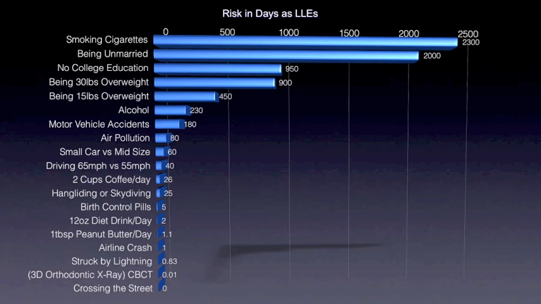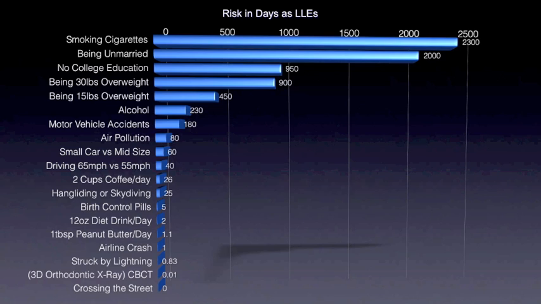Alcohol, motor vehicle accidents, air pollution, many of those things we're aware of. Driving a small car versus a mid-sized car, 60 days. Increasing the speed limit by 10 miles an hour, and there have been many studies where that's actually been done in a number of states, and the fatalities increase similarly to this risk calculation.